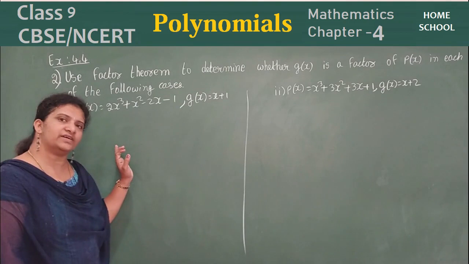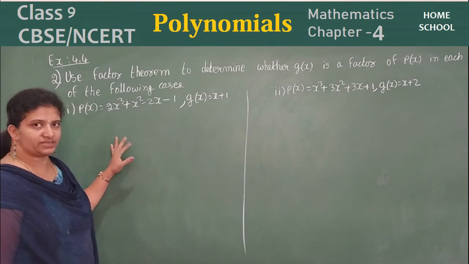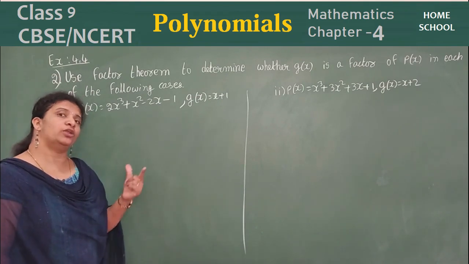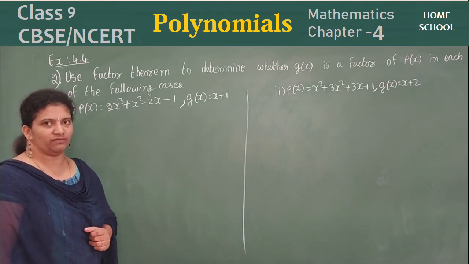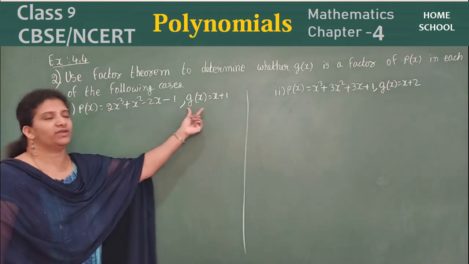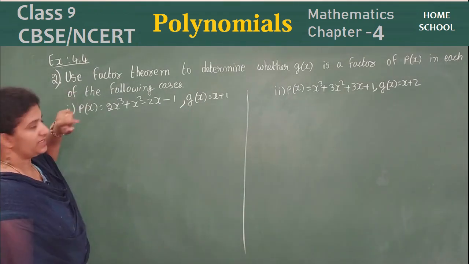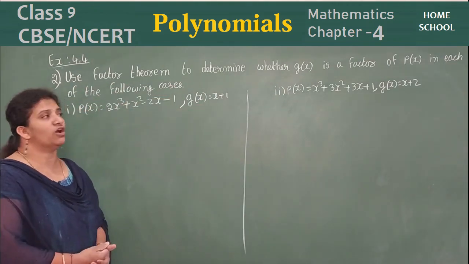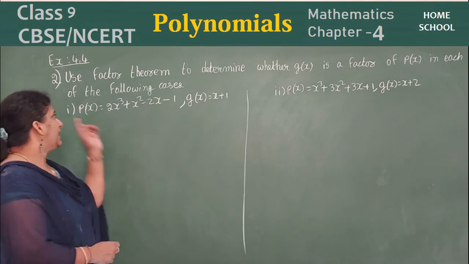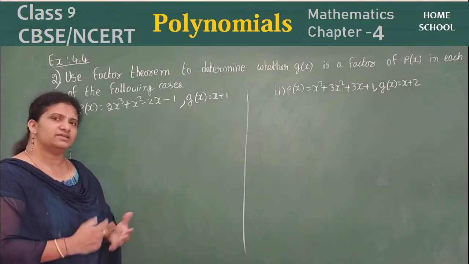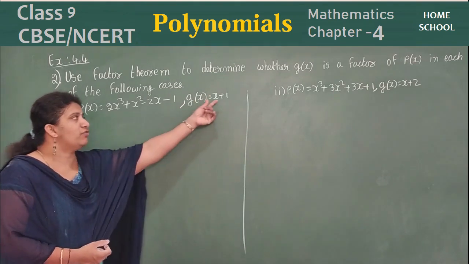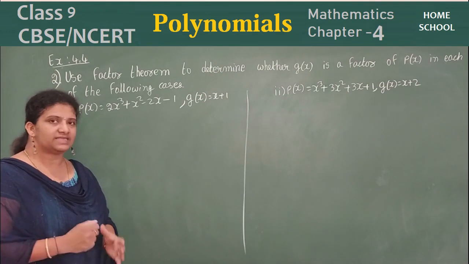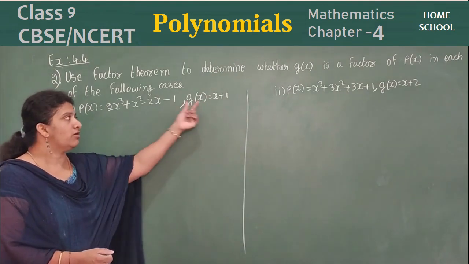As we have done our first main, children, similar pattern, this is your second main. There we have a polynomial given, x minus 1 given. But now that polynomial we are giving with a g of x. Let's read the statement here. Use factor theorem to determine whether g of x is a factor of p of x in each of the following cases. Same manner, children, there before only x plus 1 given, now g of x is equal to x plus 1 given. Same manner, what we need to do, 0 of this polynomial.